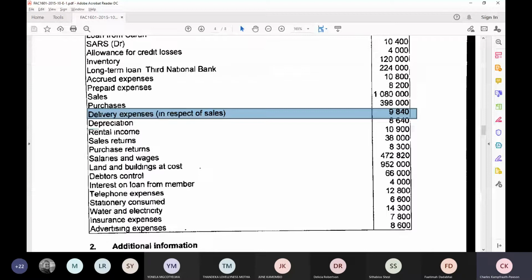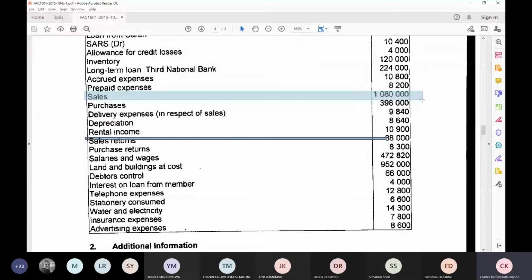Then we have sales returns, and sales returns goes down. We take it from sales. Sales, yeah. So let's go put sales in.